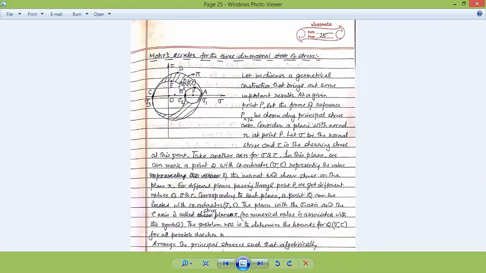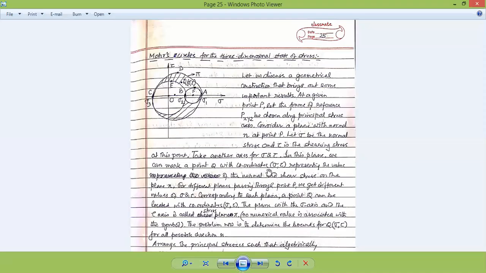We take another point Q with coordinates sigma and tau, representing the value of the normal and shear stress on the plane N. For different planes passing through the point P, we get different values of sigma and tau. It is very clear. If the axis changes, sigma and tau may change.